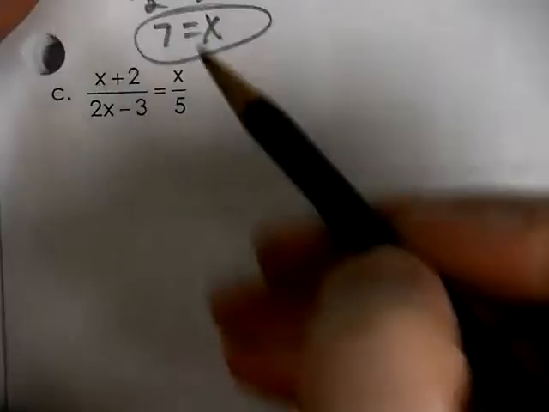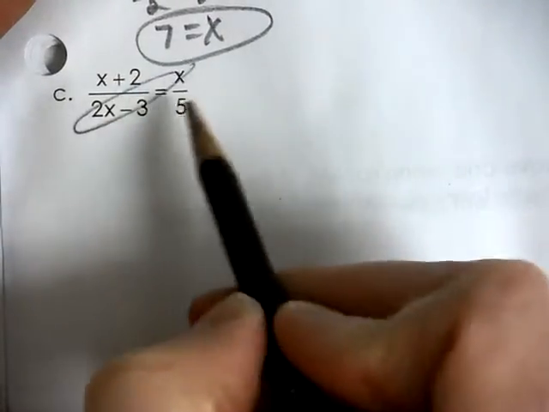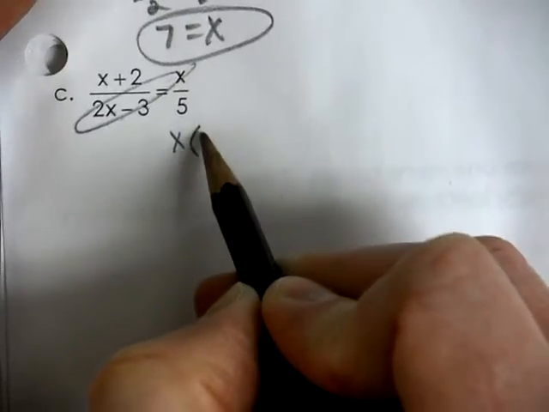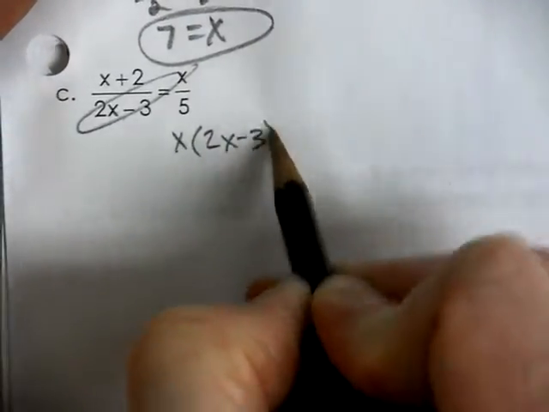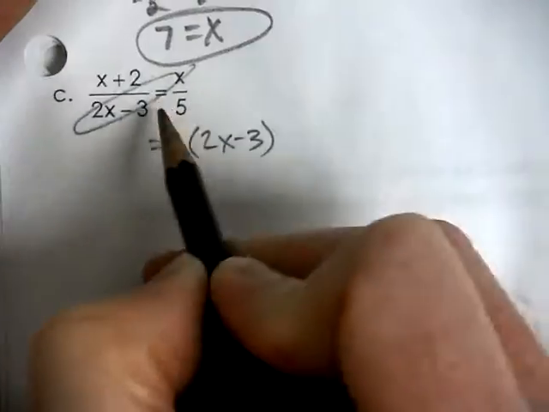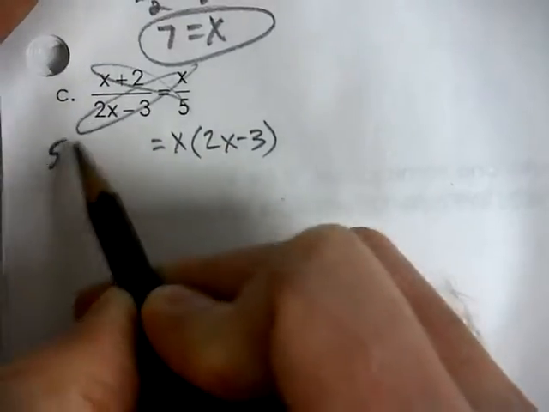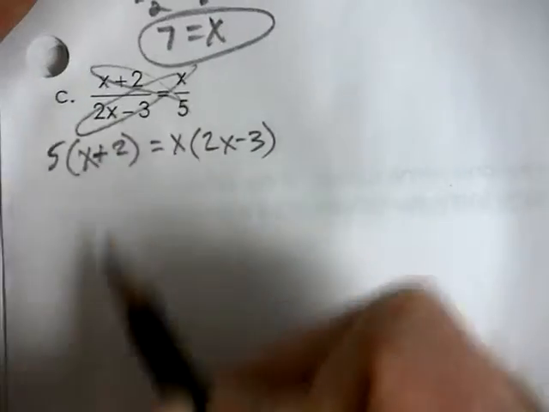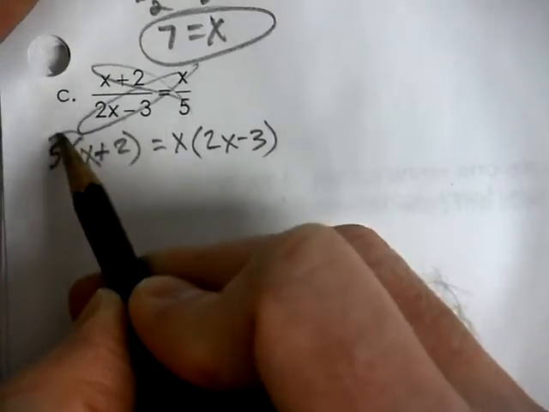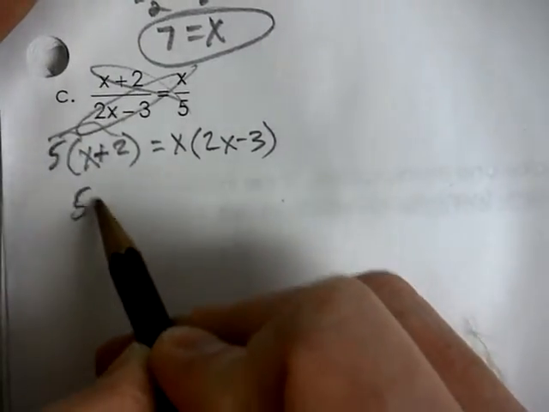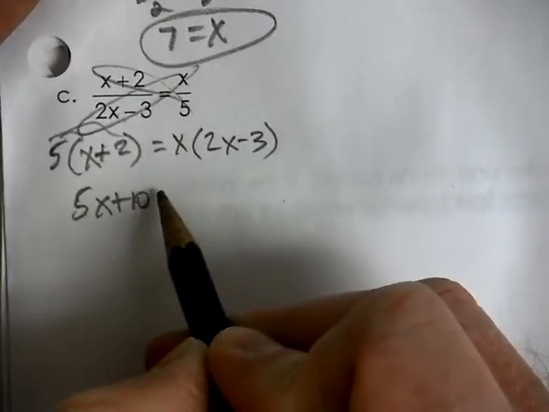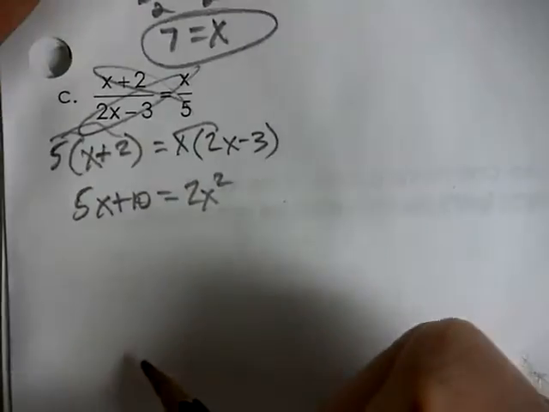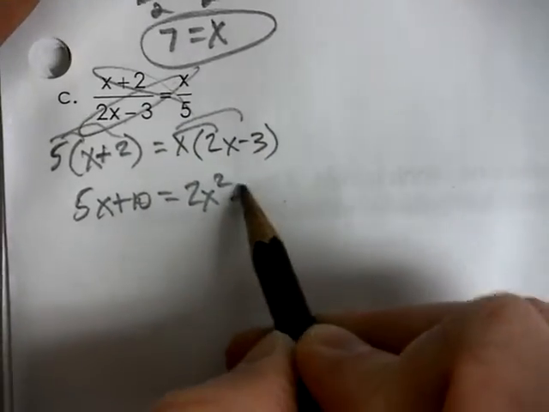This one's going to be a little bit different because when we cross multiply, look at what's going to happen. We're going to have x times 2x minus 3. So here we are stepping it up a notch and we are creating a quadratic. This gives us 5x plus 10. Here gives us the 2x squared minus 3x.